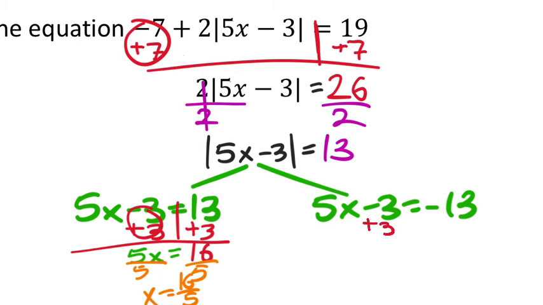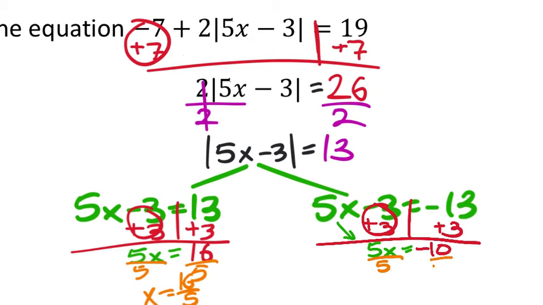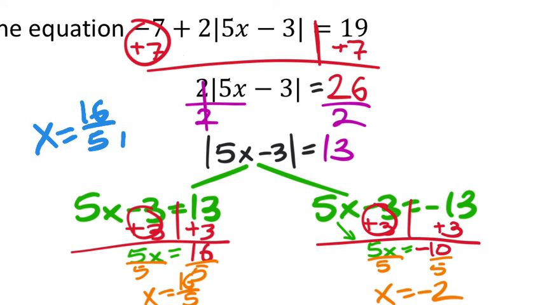Add 3 to both sides, just like we did before, but yeah, it's going to change it a little bit. Now my 5x equals negative 10. Then divide both sides by 5 makes x equal negative 2 right there, okay? And again, even though we got a fraction, that's not a problem. We see now that x could equal 16/5, but also negative 2. That's good.